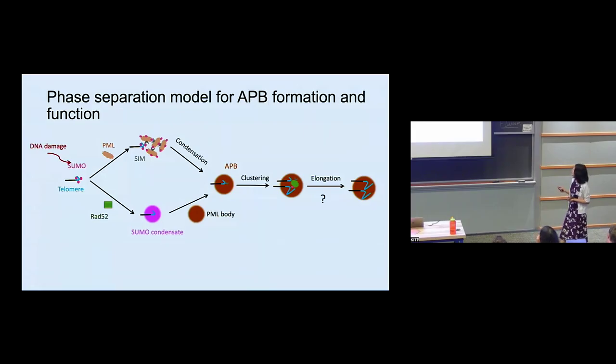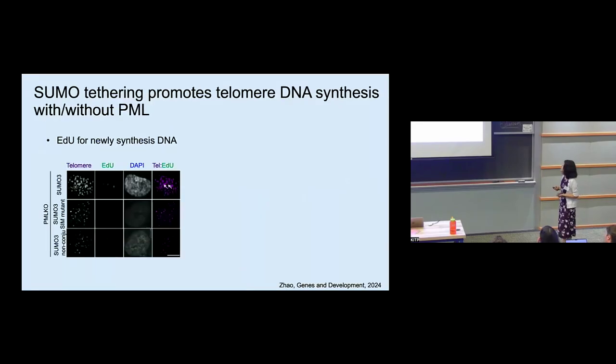And then we tested that. Now we asked, does the formation of APB actually promote DNA synthesis and telomere elongation like we hypothesized? So to do that, we use EdU, which is a homologous thymidine analog that can be fluorescently labeled to look at newly synthesized DNA, and then we look at non-S phase cells, so we're not looking at replication, and then we look at localization with the telomere signal, which we visualize with telomere DNA FISH.